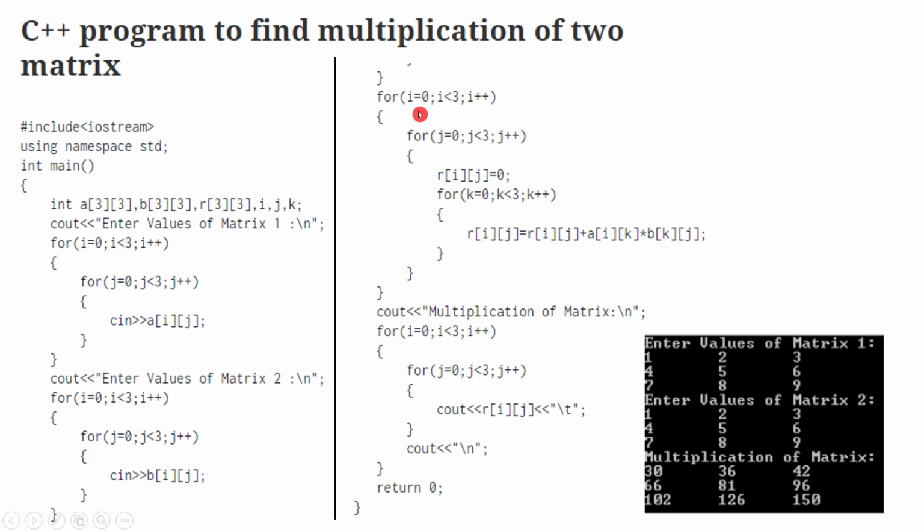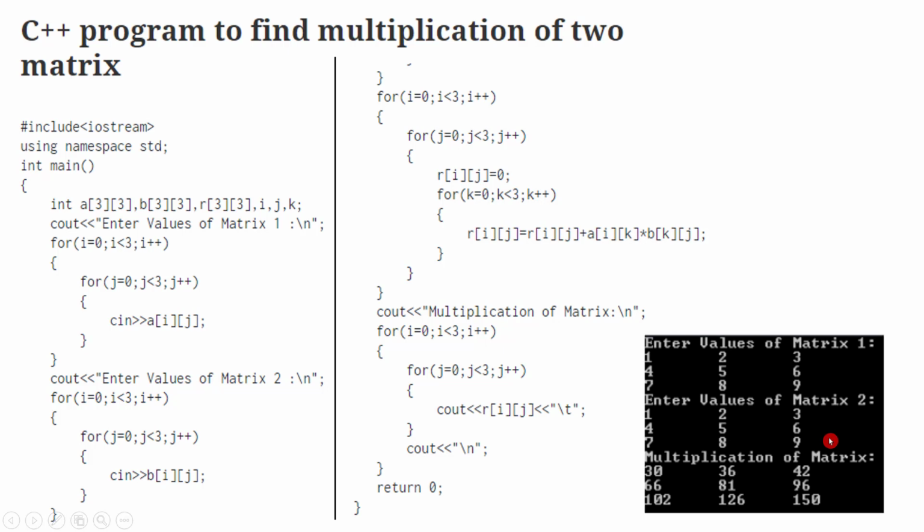So we have the for loop for i equal to 0, i less than 3. All things are similar in all the steps. Inside this one, you are defining R[i][j] equal to 0 for the initial case. Then inside the loop, you define for k equal to 0, k less than 3, k plus plus. We'll see how this works.